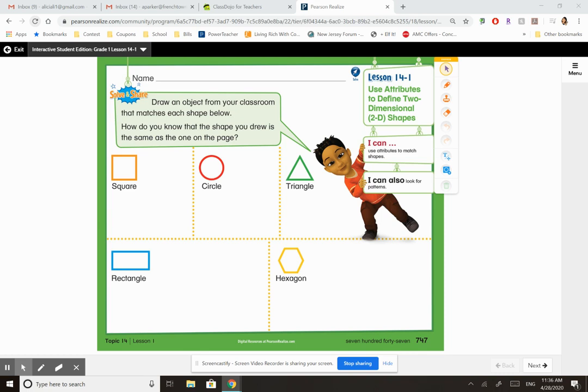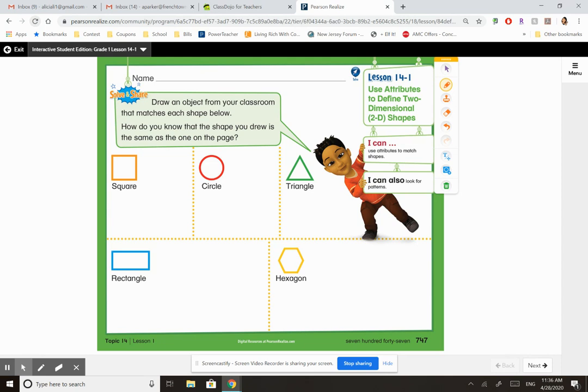Hi, first grade. Today we're working on lesson 14-1, and we only have 2 chapters left. So that's really exciting. 2 more chapters, and then we're going to second grade math. Chapter 14 is about shapes. We're going to talk a little bit about shapes and how we're going to talk about shapes. We're going to be focusing on 2D shapes.